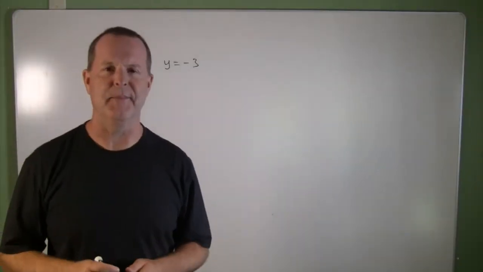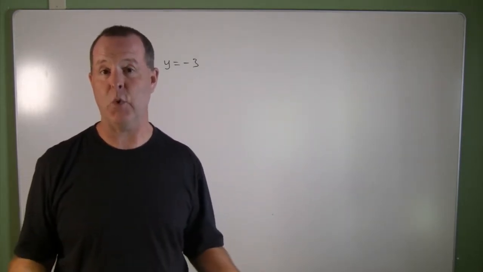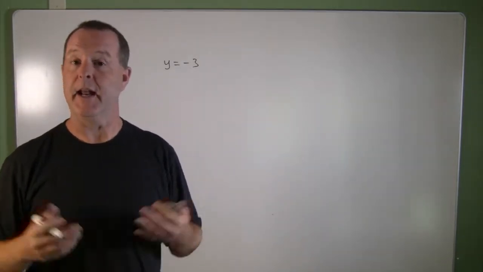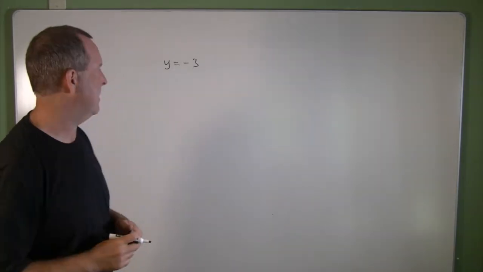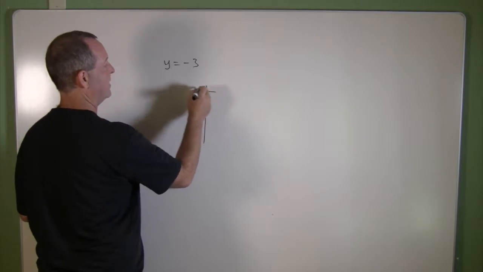Now I want to show you something that's kind of tricky to understand a little bit. So I have an equation that says y equals -3. And I want to graph that. So let's go through this thought experiment a little bit with me. Let's go through and draw an XY table.